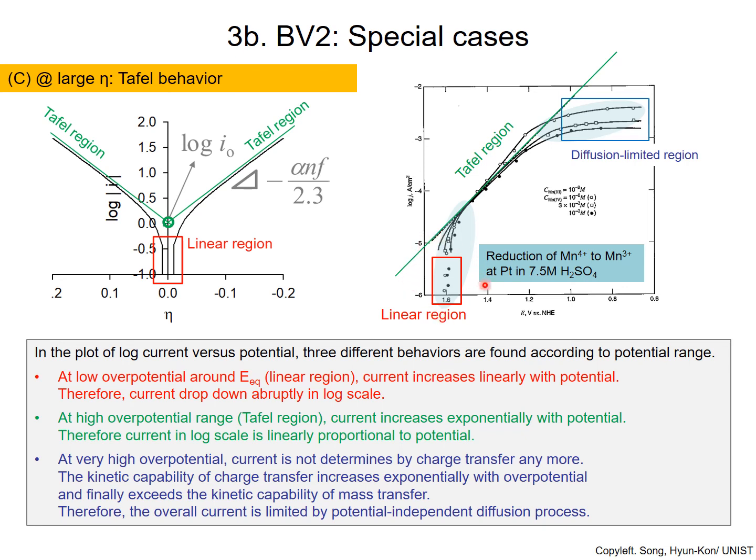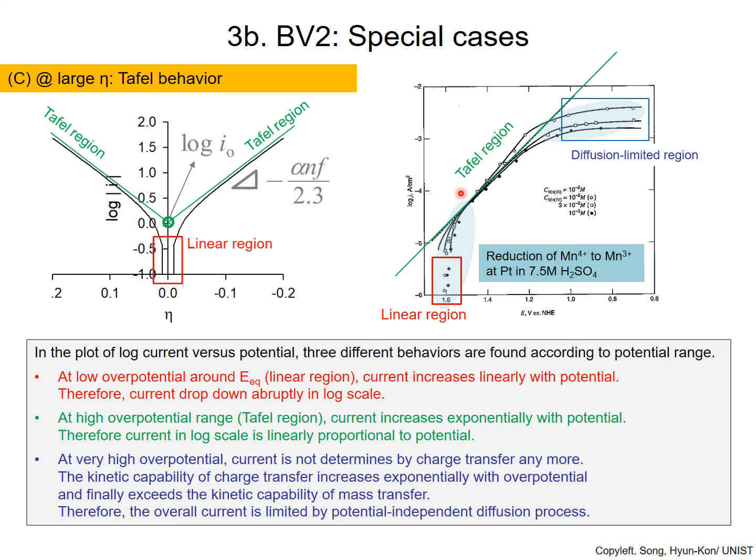The first one is here. At low overpotential around the equilibrium potential, that is to say the linear region, as I said in the previous slide, current increases linearly with potential. Therefore, current drops down abruptly in log scale, like that, in the red box.